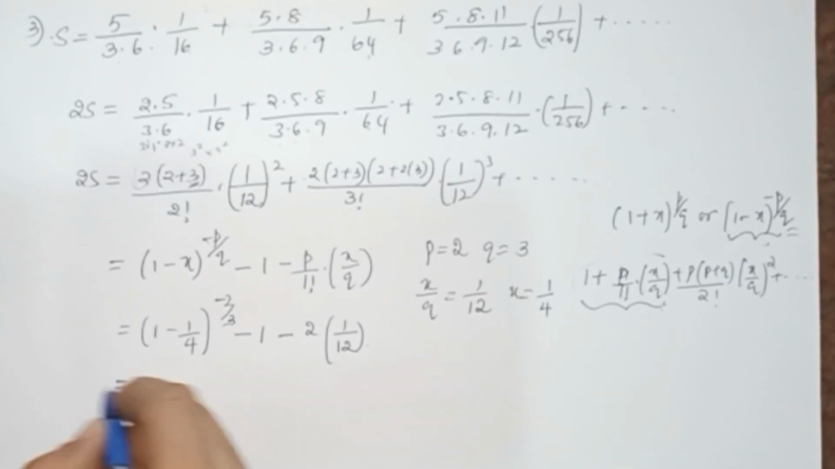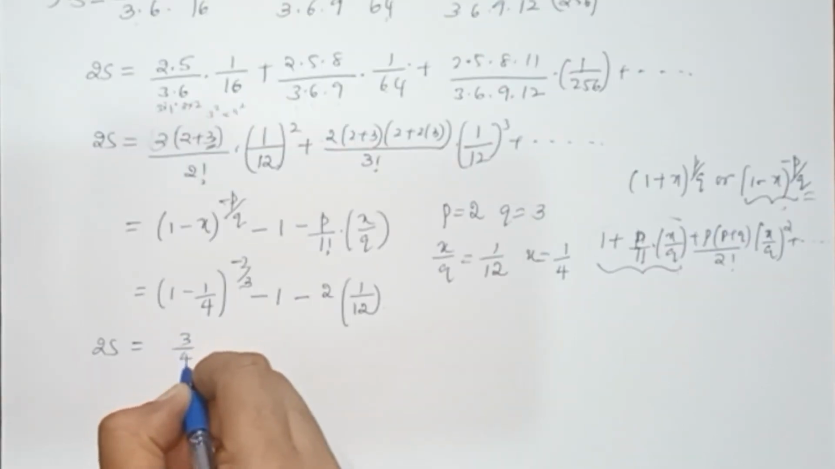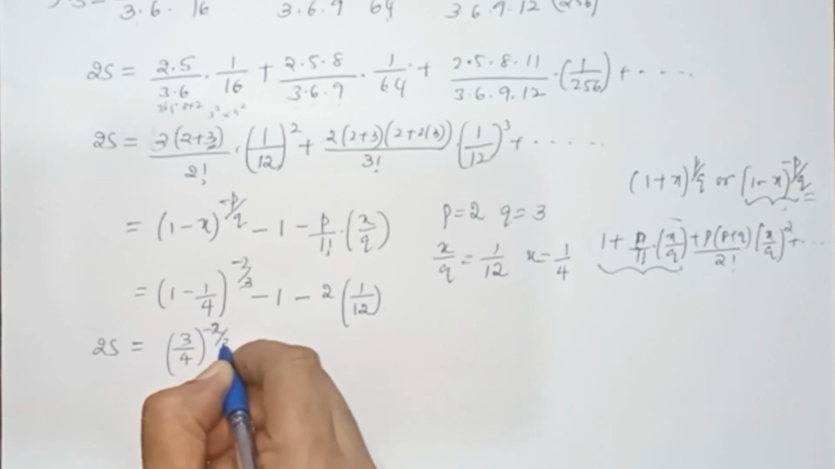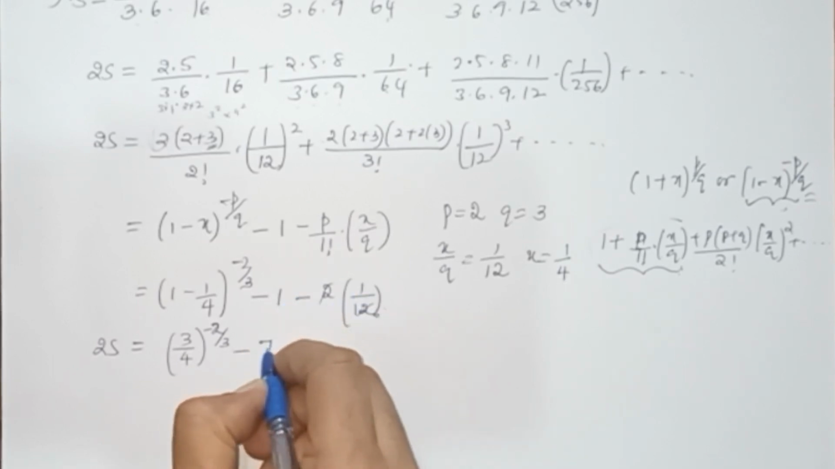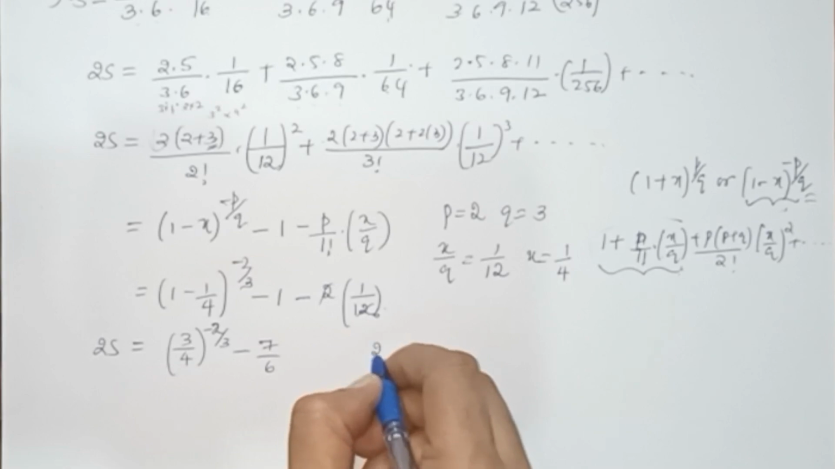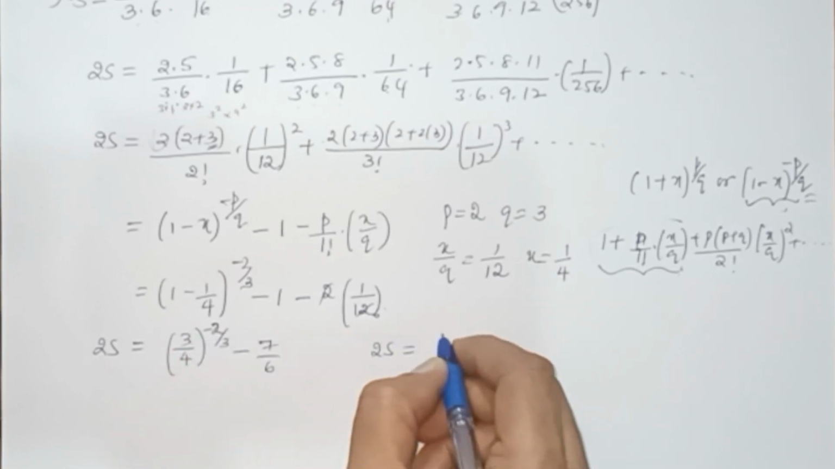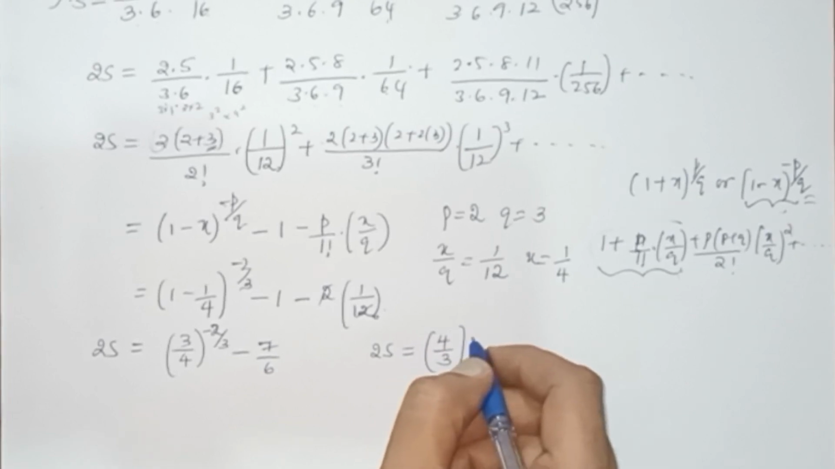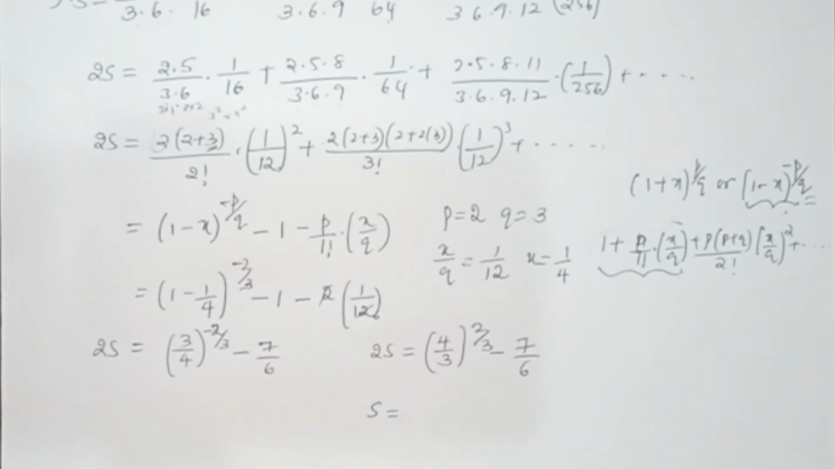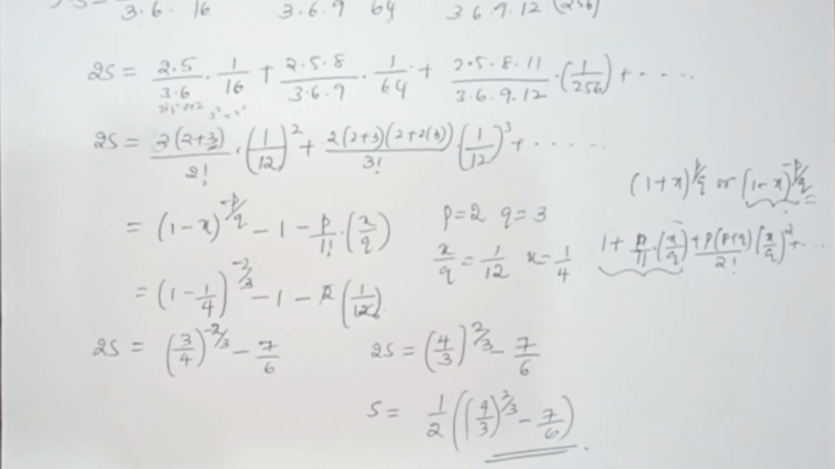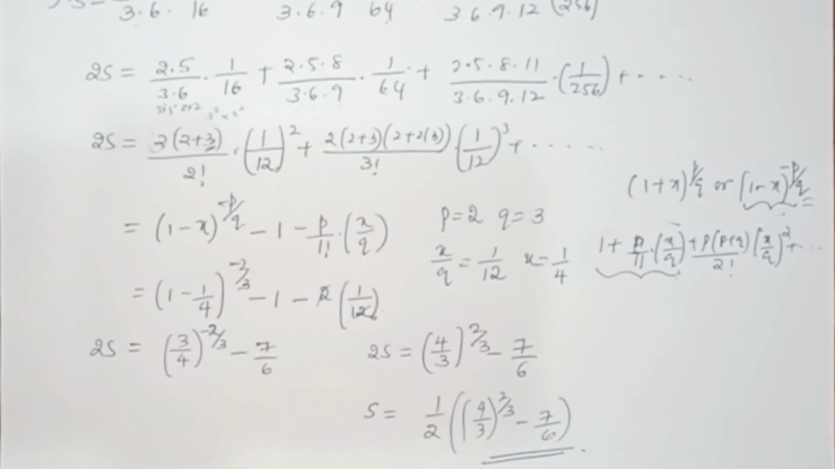So this is equal to 2s equal to, this is 3 by 4 to the power minus 2 by 3. This is 2 ones are 2, 6. Minus 1 minus 1 by 6 is minus 7 by 6. So simplify, 2s is equal to, this becomes (4 by 3) to the power 2 by 3 minus 7 by 6. So finally s is equal to 1 by 2 into (4 by 3) to the power 2 by 3 minus 7 by 6. This is the final summation of the given series. I hope you understood the concept. Thank you for watching.